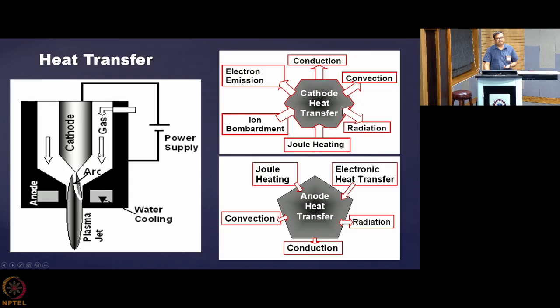So in this kind of device, the non-transferred kind where the arc is not connected to the job, the efficiency is quite low. Typically that efficiency can range from 40% upward, and if you design very efficiently, it can go even up to say 70 to 80%, but not more than that.